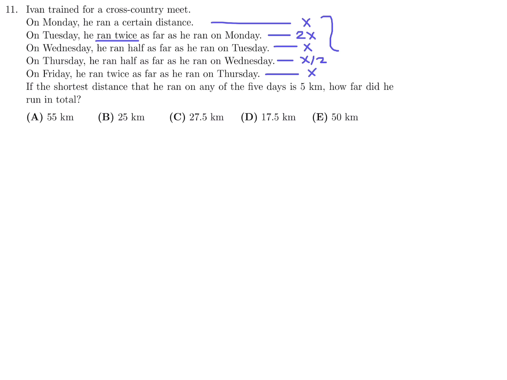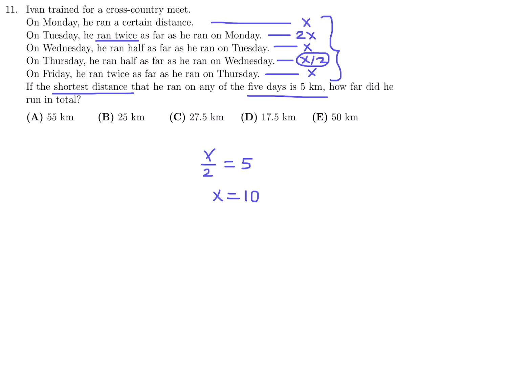And they're saying that they want us to figure out that total. But we obviously will need to know the value of x. And that's where this sentence comes in. The shortest distance that he ran on any of the 5 days is 5 kilometers. The shortest distance looks like it's this guy, x over 2. So x over 2 is equal to 5, and therefore x is equal to 10.